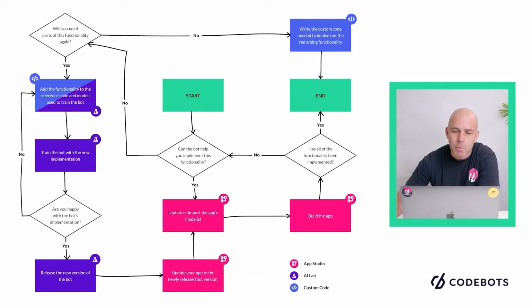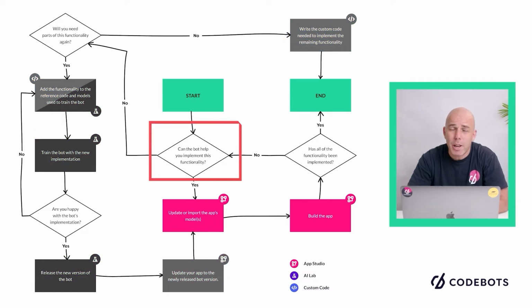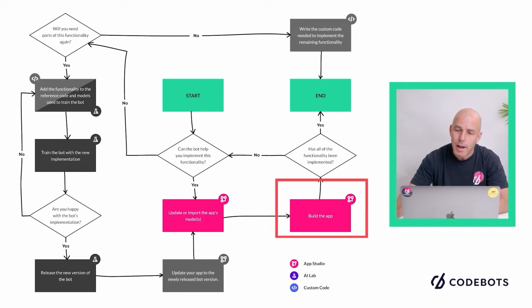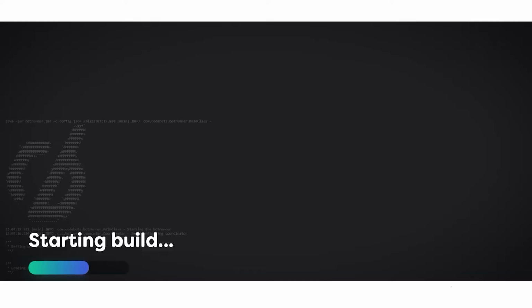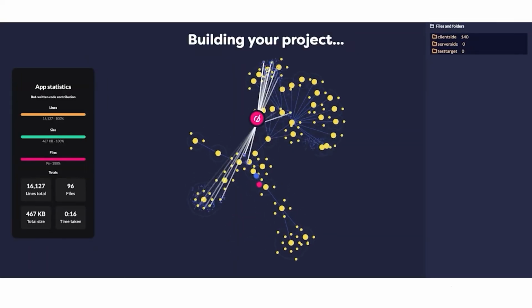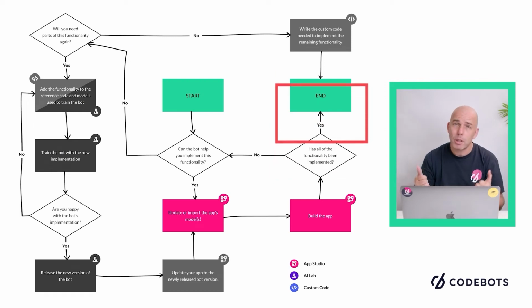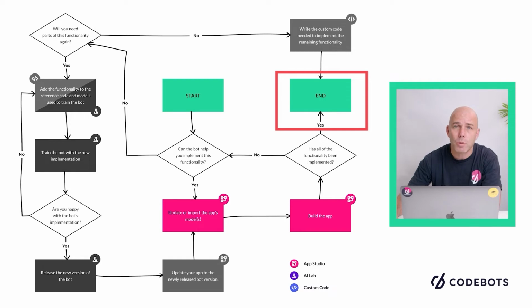All right, so we start in the middle, and the first question we ask ourselves here is, can the bot help us? If the bot can help us with the code, you go straight into the App Studio and you start manipulating the models to represent the application you're going to build. Then you hit the build button over here, and that's where the bots write the code, again, committing to a Git repository. Have they implemented all the functionality? If it has, brilliant, you're done, and you can take the source code and release it downstream in your DevOps.